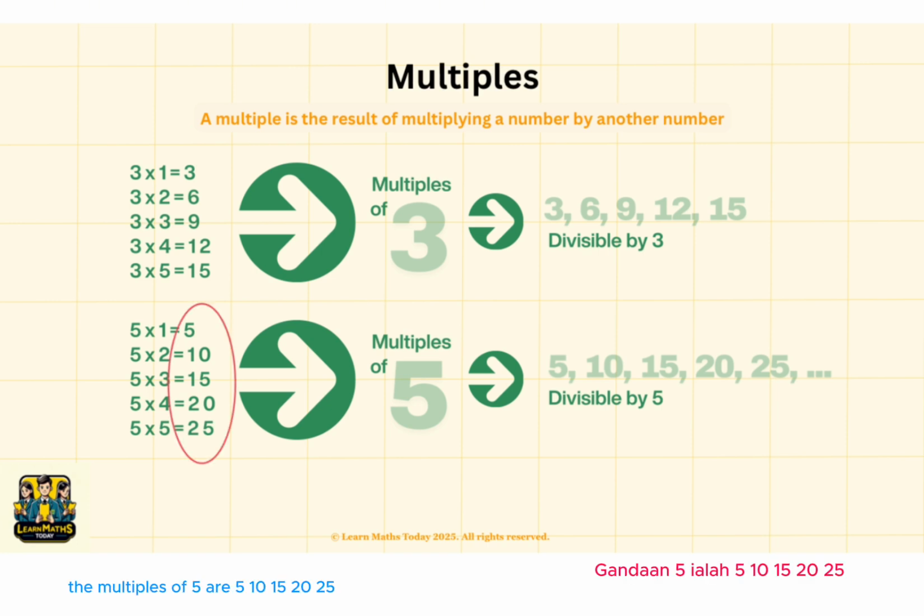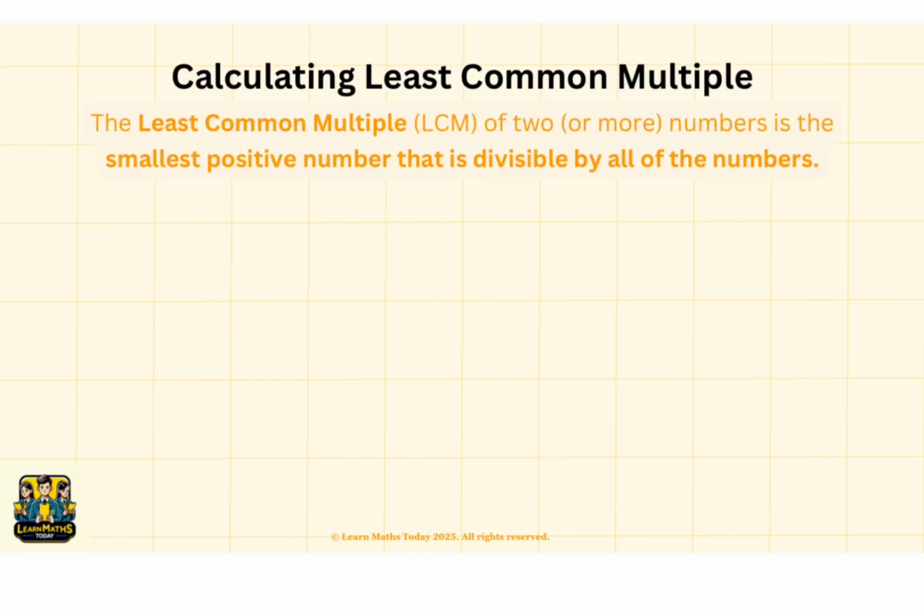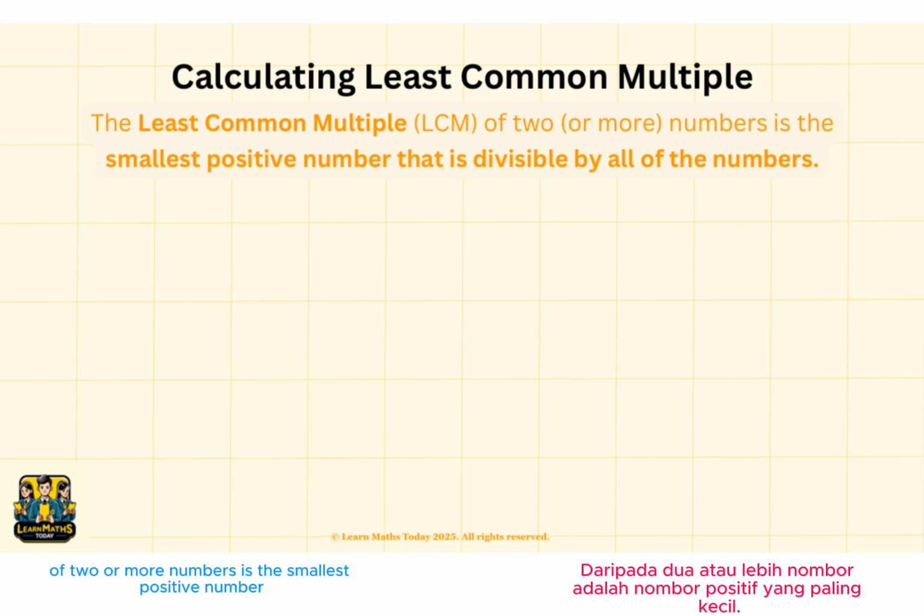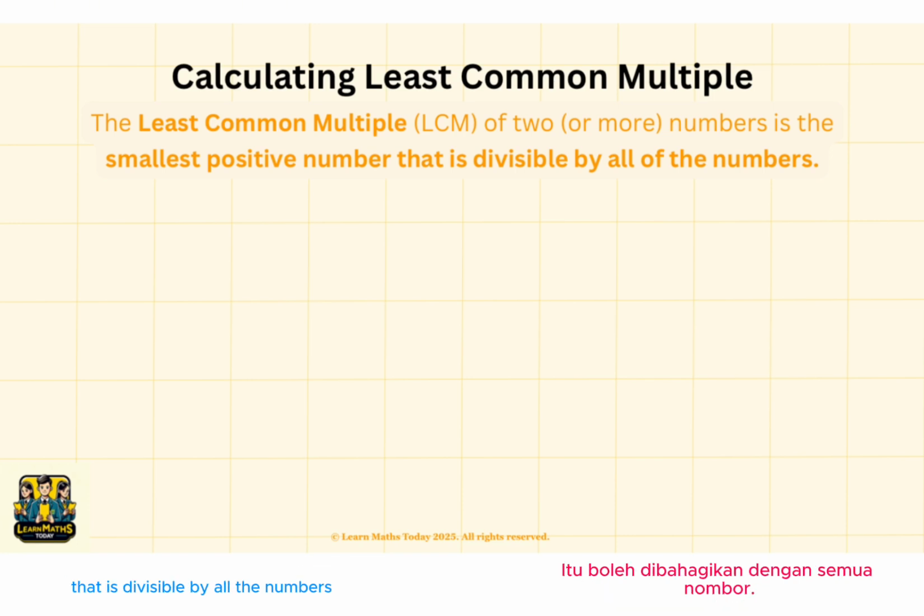The multiples of 5 are 5, 10, 15, 20, 25. All these numbers can be divided by 5. Now that you have learned about multiples, we can calculate the least common multiple, or the LCM. The LCM of two or more numbers is the smallest positive number that is divisible by all the numbers.